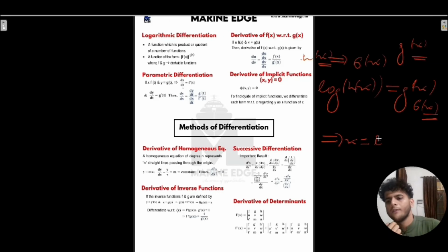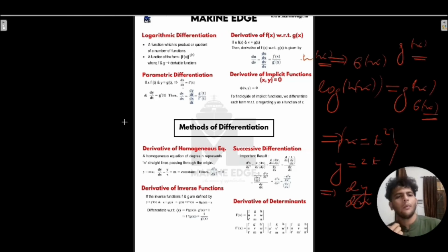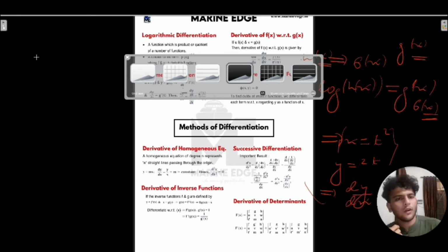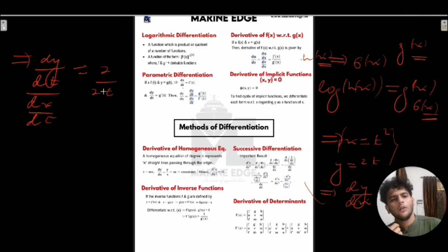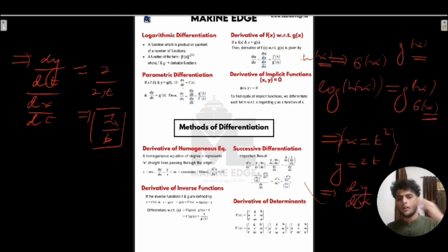Let us say that you have the function x is equal to t square and y is equal to 2t. Now I want to ask you about dy by dx. So how will you do this? This can be written as dy by dt upon dx by dt. Yes, this is how you can express this. So dy by dt will be 2, upon 2t, so this will be 1 by t for this case. Is that clear, every one of you?